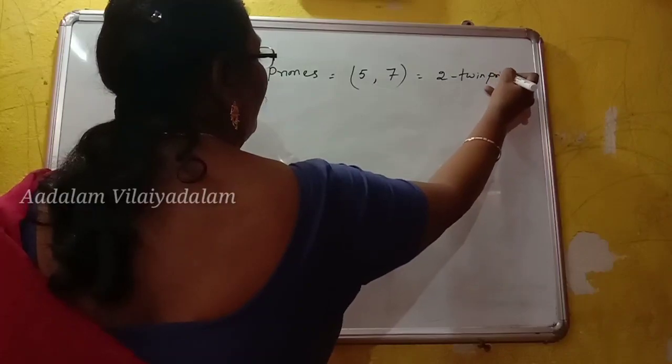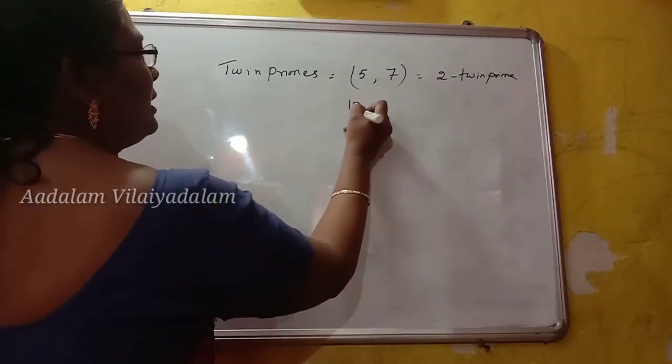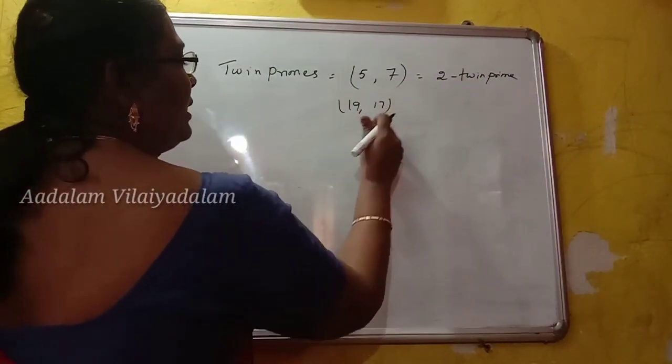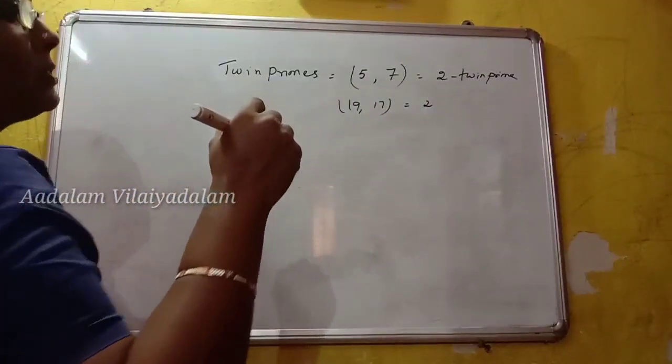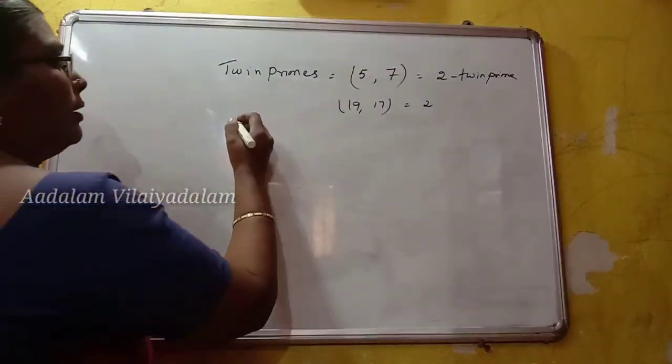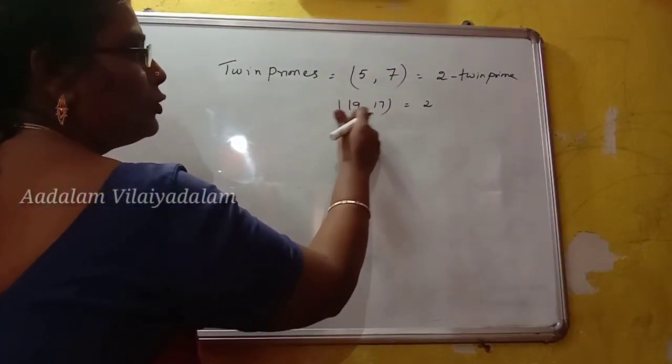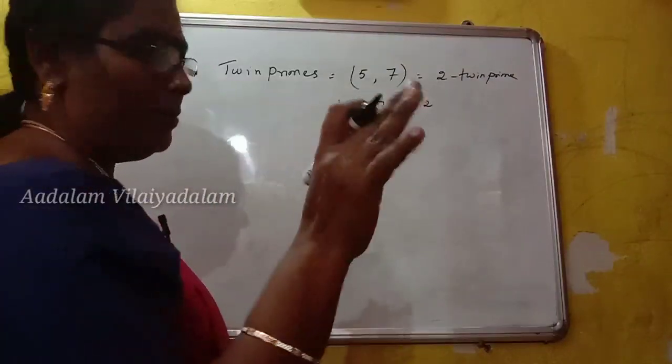And then 19 and 17. If you subtract 17 from 19, you will get 2. This is known as twin primes. So the difference of 2 between two prime numbers is known as twin primes.